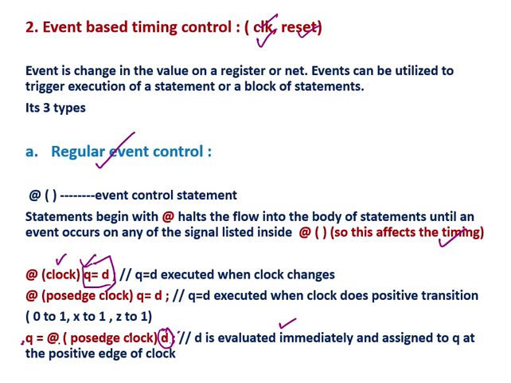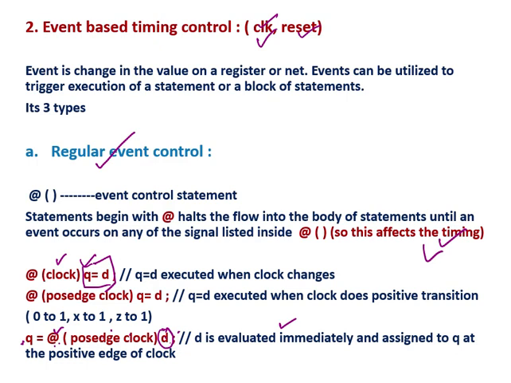This @ halts the flow into the body of statements. It halts the flow because, whatever is written inside the bracket, it is halting that propagation, right? So definitely it is affecting my timing. In this way, this @ and this bracket control my different timing. Okay, so this is a regular event control.